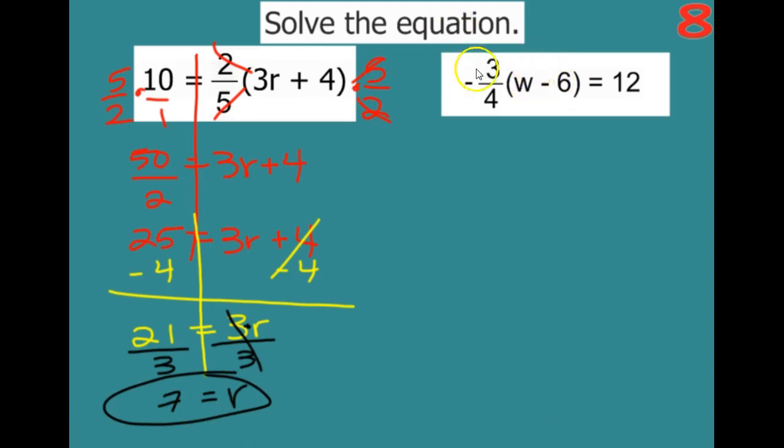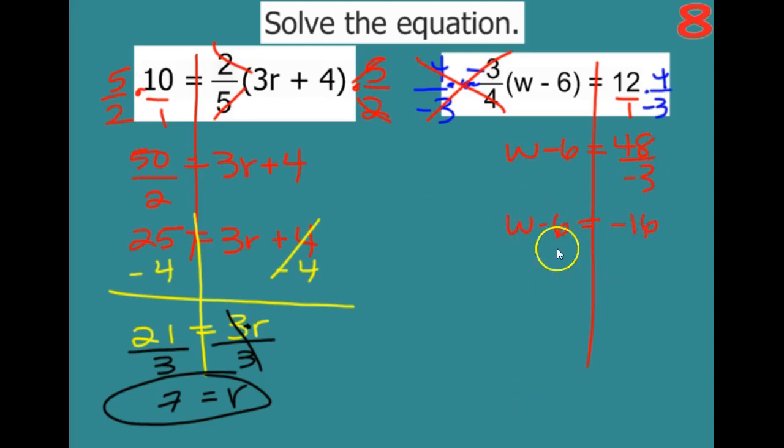Let's do this last one the same way. I'm going to put the negative with the 3 and multiply by the reciprocal. Multiply by 4 over negative 3, times 4 over negative 3. So those cancel. We have w minus 6. 12 times 4 is 48. On the bottom we have 1 times negative 3 is negative 3. 48 divided by 3, if I plug that in my calculator, it's going to give me a negative 16.